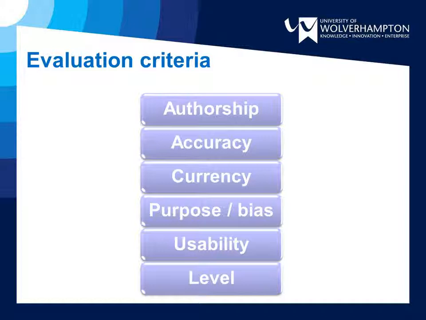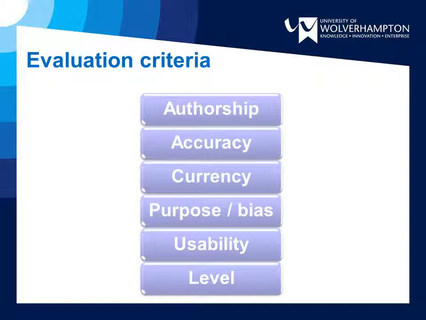Currency. Is there a date on the document? When was the site last updated? When was the copyright date? Purpose and bias. What is the purpose of the text? Is it to inform, persuade, sell, or advertise? Are their aims clearly stated, or is one particular view presented over all others?